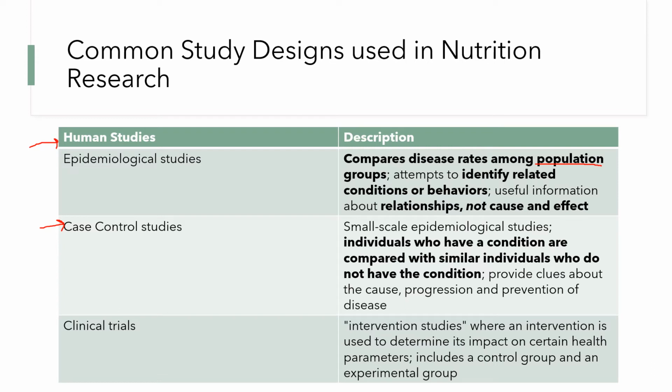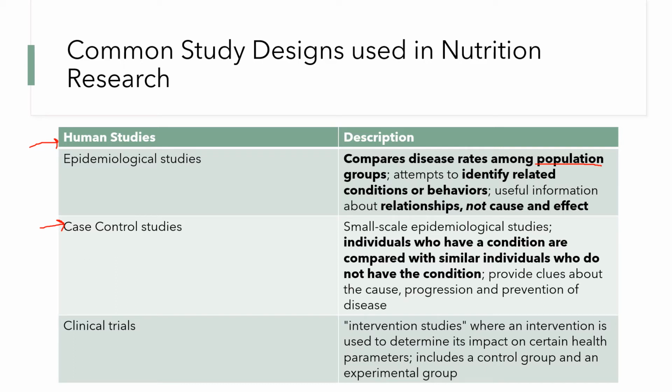Case control, as the progression might imply, gets a little more specific than epidemiological studies. It looks specifically at individuals who have a specific condition and compares them with individuals who do not have the condition. In the scurvy example, you might look at just the sailors on the boat and see if there are any who didn't develop scurvy and compare them to the sailors who did.